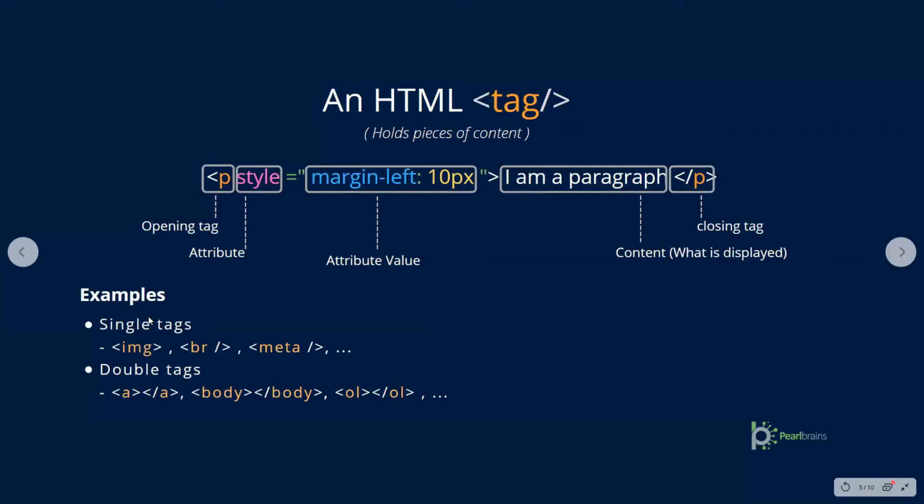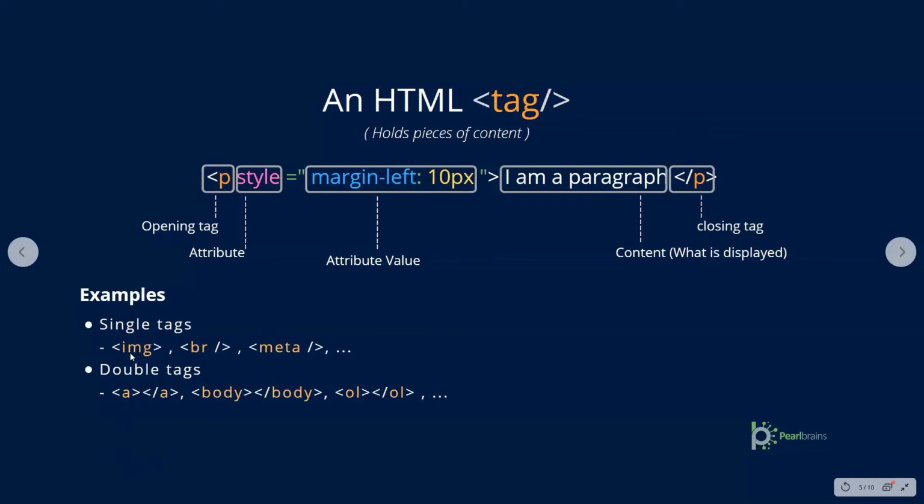Okay, we have some examples of tags. We have single tags. So there are tags which don't need closing tags. We shall be looking at them, and those which need closing tags. So every tag that encloses other tags inside or has content between it needs an opening and closing tag.